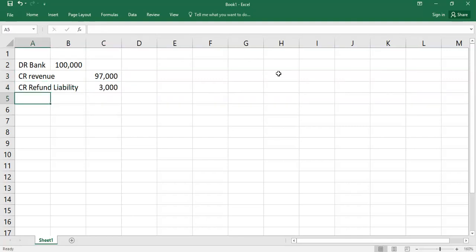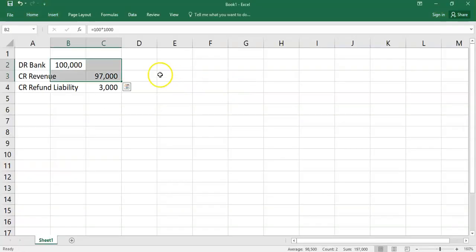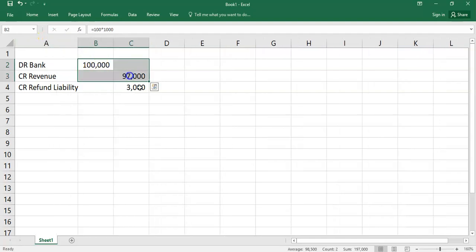3,000. So what we're showing there is under IFRS 15, you only recognize revenue for your best estimate of how many sales you're going to make. Your best estimate is 97 out of 100 of those sales are not going to be returned. So they're genuine sales where you'll recognize your revenue. For the 3 that you expect to be returned, you'll say that money was actually only going to have to be refunded back. So you don't recognize it as revenue. You have a refund liability, which would sit in current liabilities.